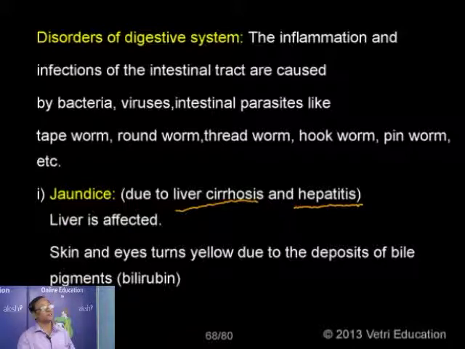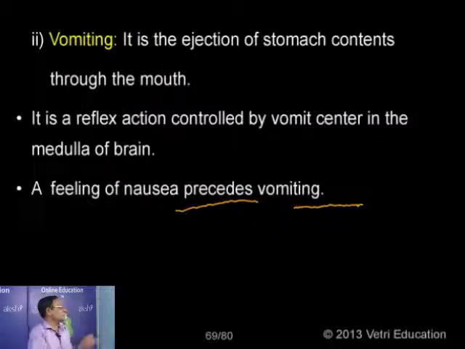It is also being excreted along with the urine, so the urine also turns yellow. It is being retained for a long while. So skin and eyes turn yellow, one of the symptoms. This is because of the deposits of bile pigments, particularly one pigment, bilirubin, which is degraded from the hemoglobin breakdown. Now the second disorder, vomiting.